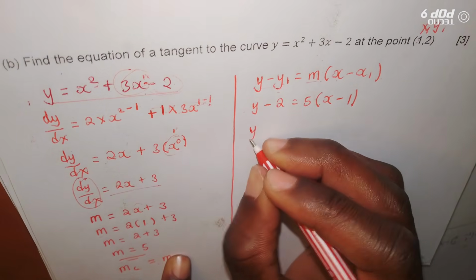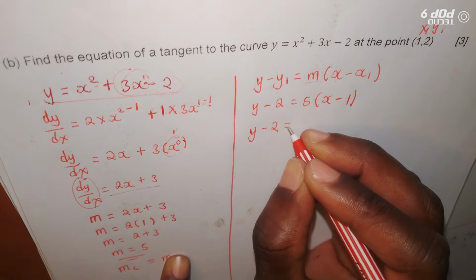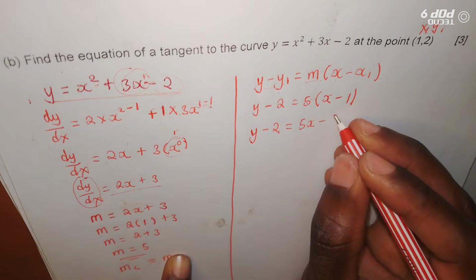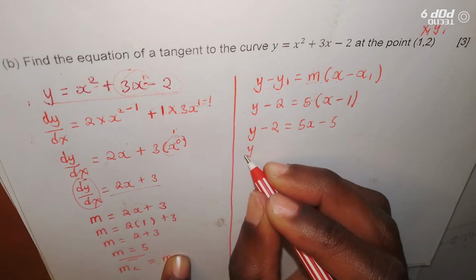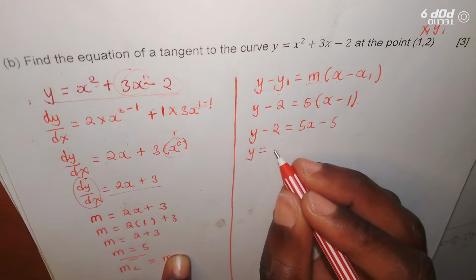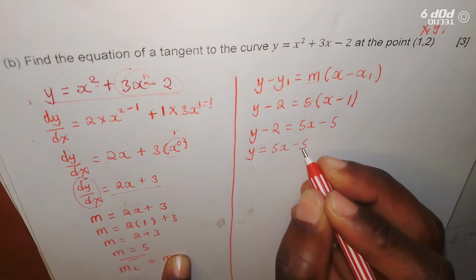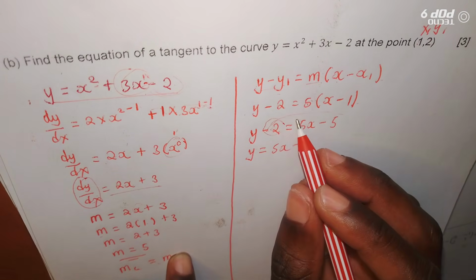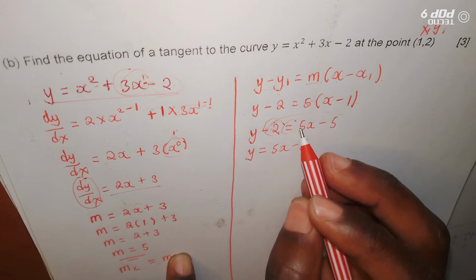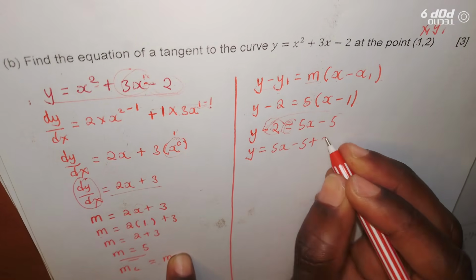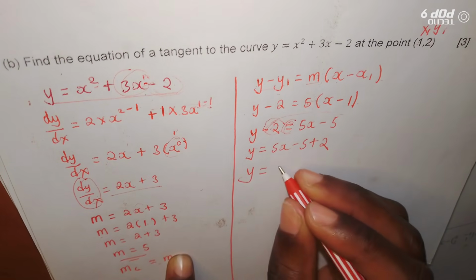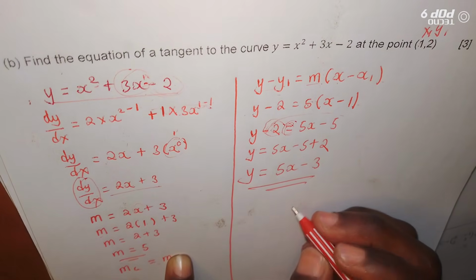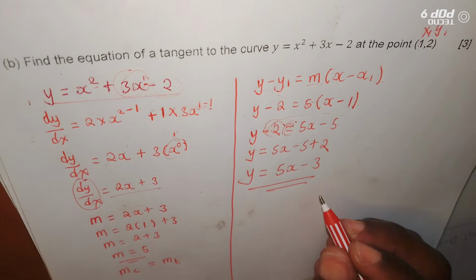So y minus 2 is equal to 5 times x, that is 5x, minus 5 times 1, that is 5. Now we group the like terms together, so y is equal to 5x minus 5, and this 2, when it crosses the equal sign, becomes positive on this side. So y is equal to 5x minus 3. This is the required equation of the tangent to the curve.